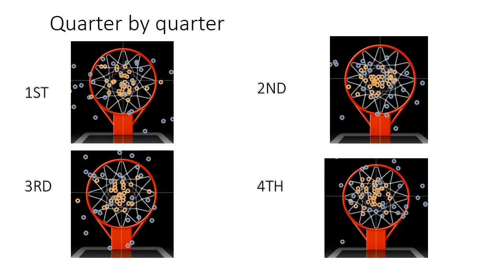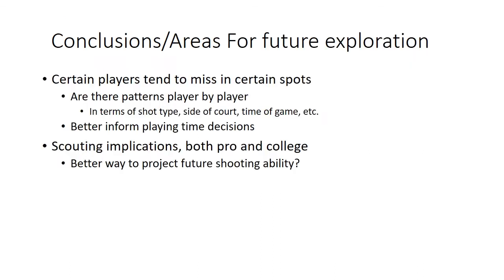I also looked quarter by quarter at where players tend to miss. You see in the first and second quarter, it looks pretty spread out, whereas in the third quarter, you tend to have more of both short and long misses. Then once you get to the fourth quarter, there's almost no misses long. You just tend to have a lot of guys missing short. So I think that's something really interesting.